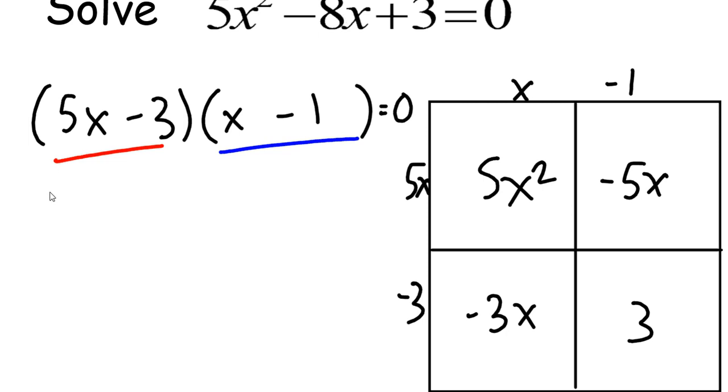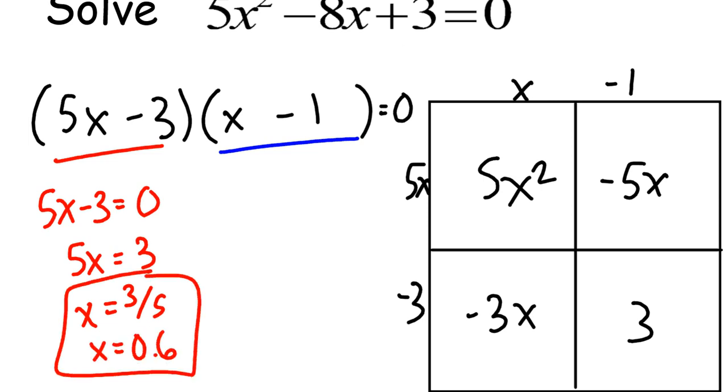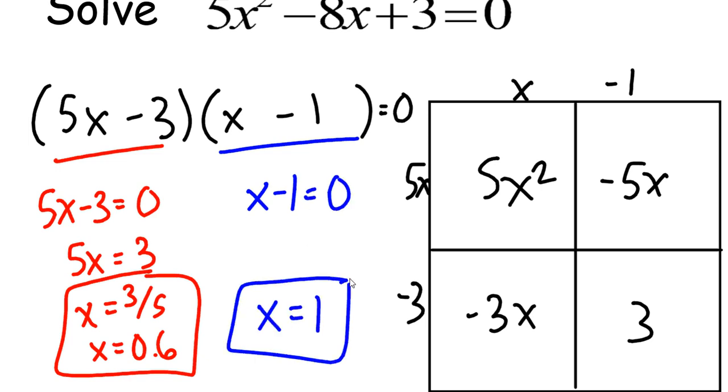So I solve each. Here I have 5x minus 3 equaling 0. I add 3. And then I divide by 5. You can either write this as 3/5, or if you prefer decimals, it'd be 0.6. So there's your first answer. The other one is easier. You just add the 1 over to the other side, and you get x equals 1. So x equals 0.6 and x equals 1 are your two answers.